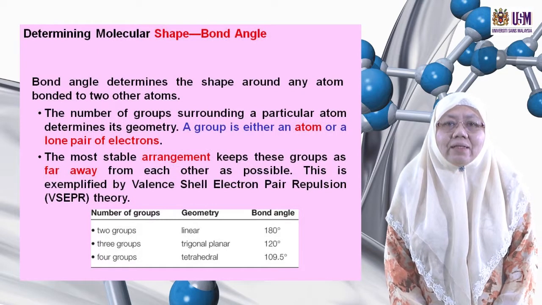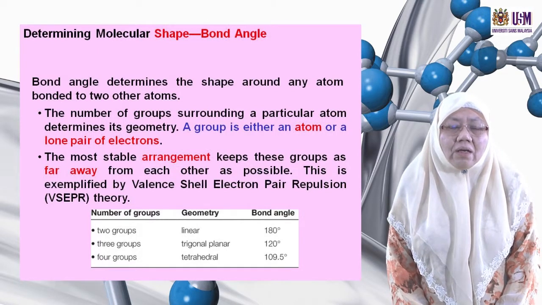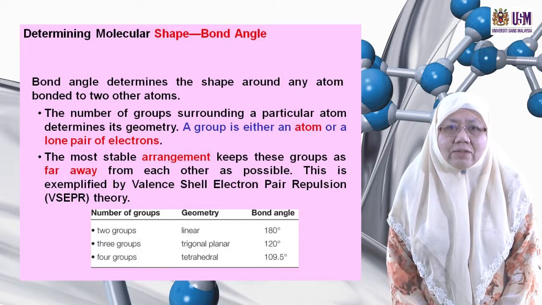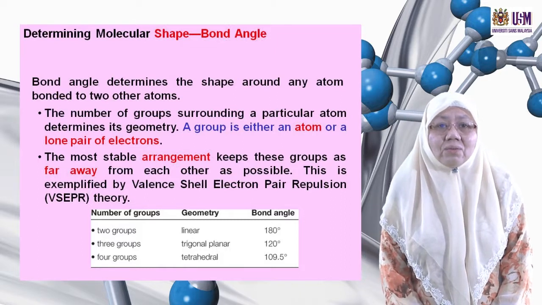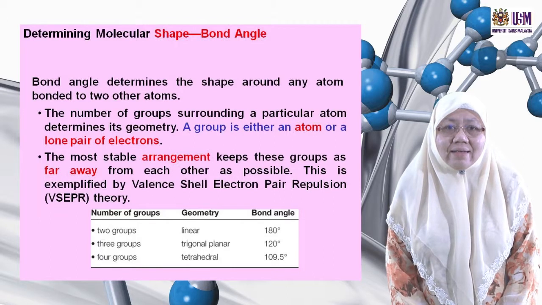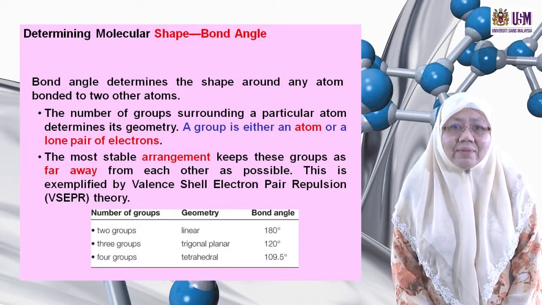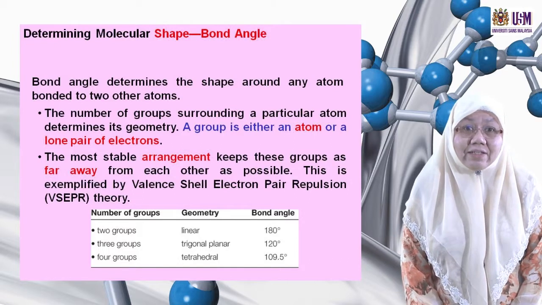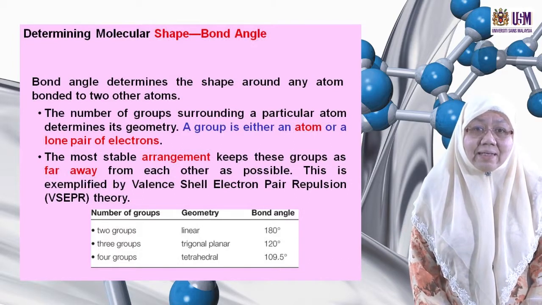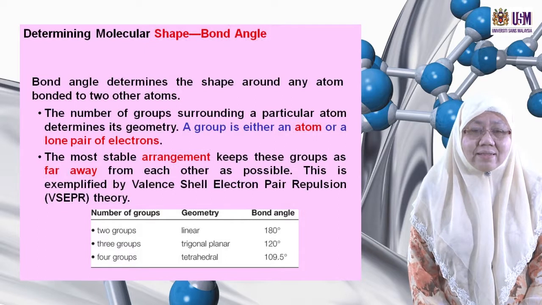When determining the molecular shape of a molecule, we also need to take into consideration the bond angle. Bond angle determines the shape around any atom bonded to two other atoms. For instance, the number of groups surrounding a particular atom determines its geometry. A group is either an atom or a lone pair of electrons. The most stable arrangement keeps these groups as far away from each other as possible. This is exemplified by the valence shell electron pair repulsion, that is, VSEPR theory.